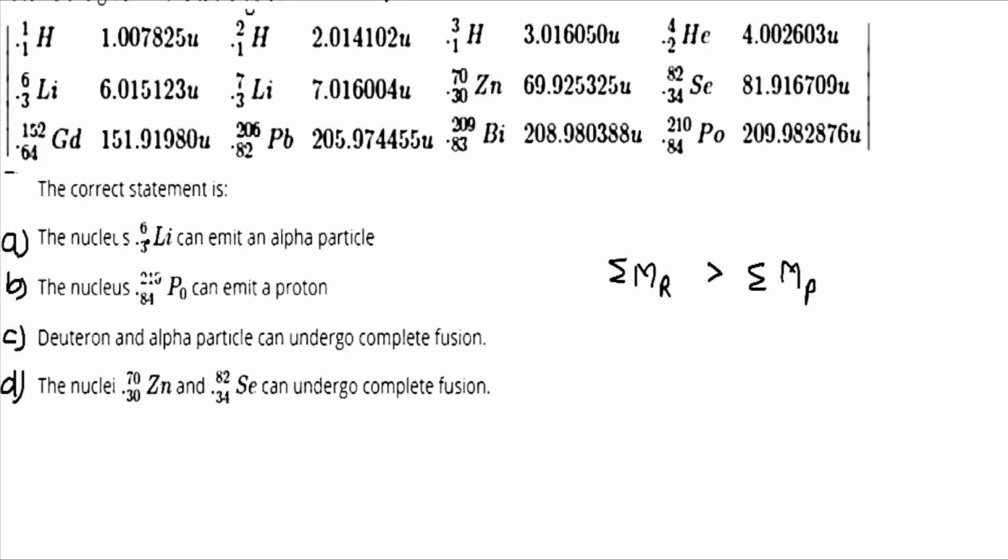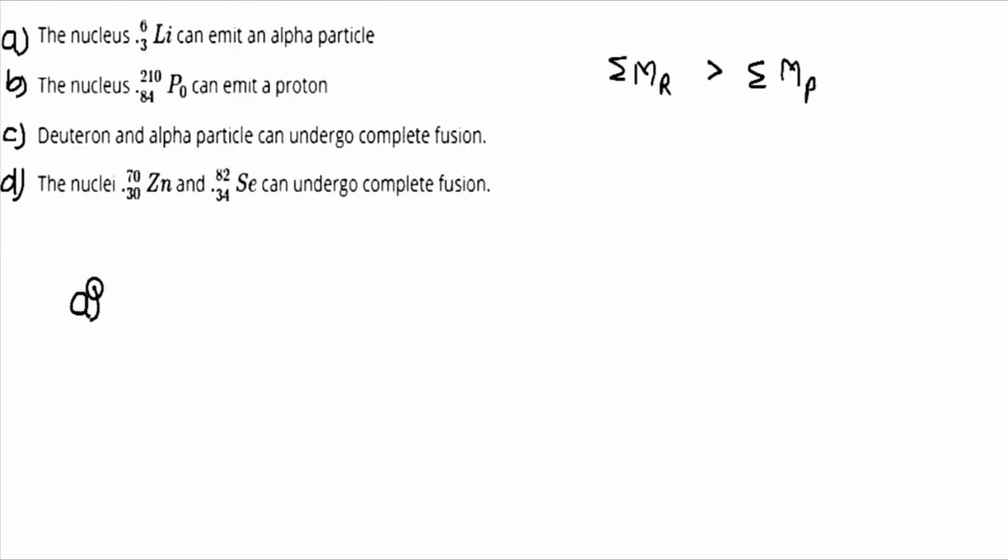Now in statement A, it is given that the nucleus of lithium can emit an alpha particle, whether it can emit or not. So in option A, lithium would be 6,3. Now if it emits an alpha particle, it would be the helium atom. So what would be the remaining portion here? We can say that 6 minus 4 would be 2 and 3 minus 2 would be 1. So it would be a deuteron. So this would be the case.